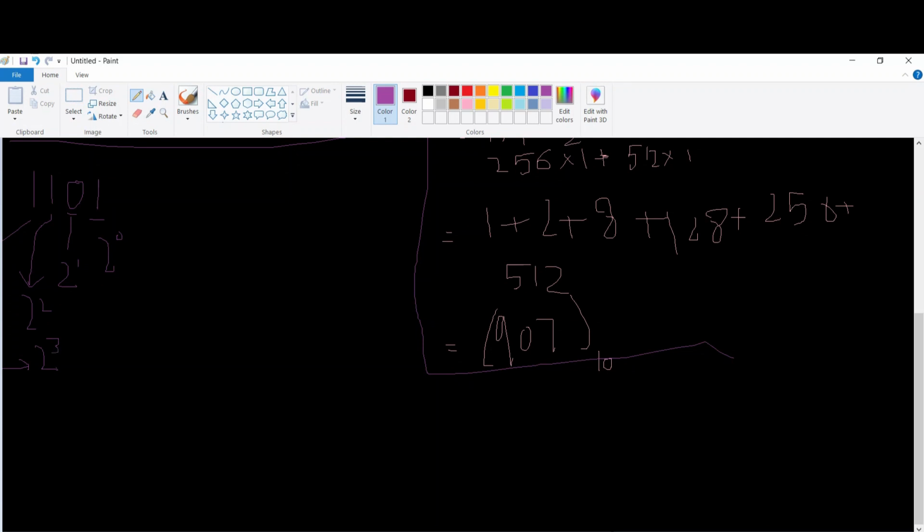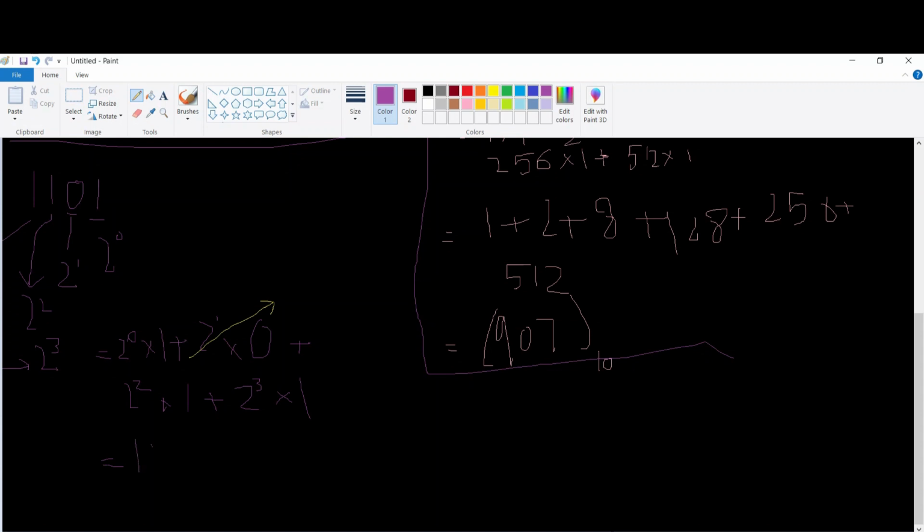Now we'll multiply them as we did here. 2 raised to power 0 multiplied by 1, plus 2 raised to power 1 multiplied by 0. Then we have 2 raised to power 2, which would be multiplied by 1, and then 2 raised to power 3, which would also be multiplied by 1. So the 2 raised to power 1 multiplied by 0 would be cancelled out, and we'll calculate the rest.